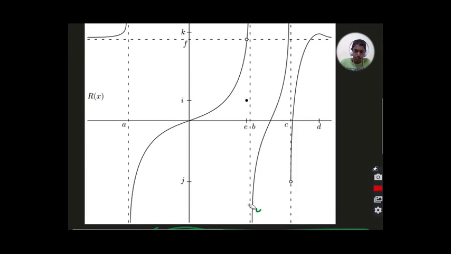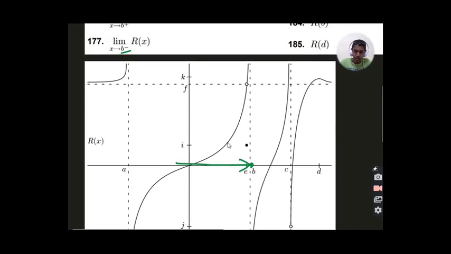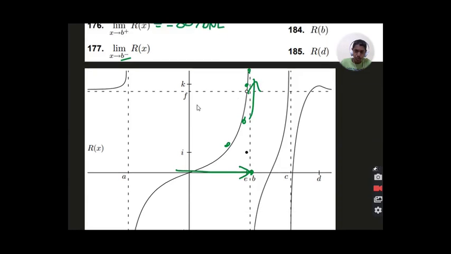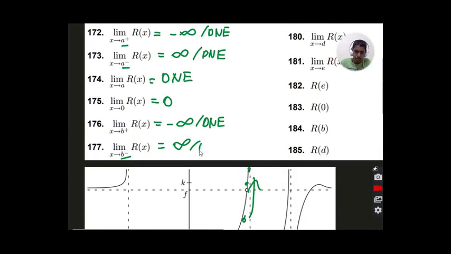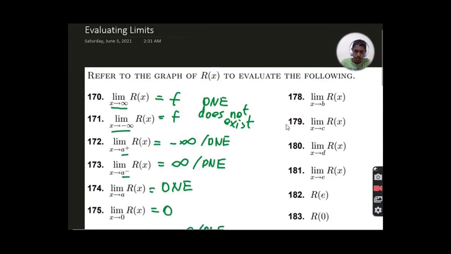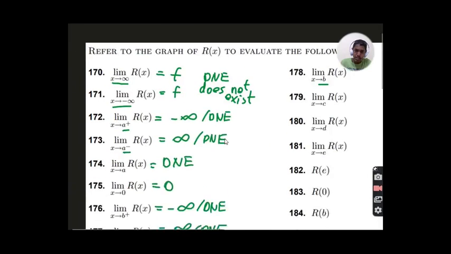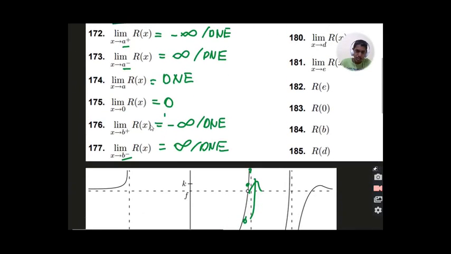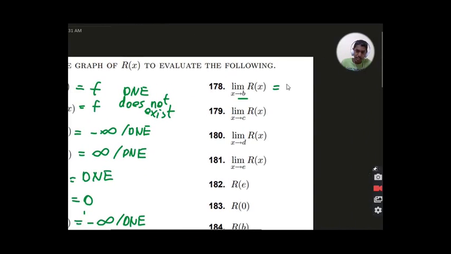So we're approaching b from x values that are less than b. So we're going to be approaching like that. And where does r of x go? It just goes up to positive infinity. So that's going to be the limit there. Okay, x approaches b. So clearly the left and right hand limits are not the same. So that limit cannot possibly exist.